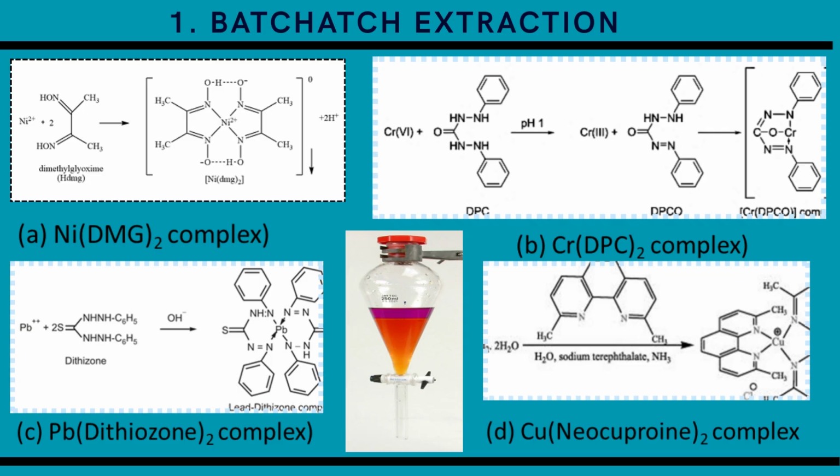And finally, D. The image shows the complex of copper with neocuproine. These complexes can be extracted using organic solvents such as chloroform, hexane, and petroleum ether from aqueous solution, or aqueous solution of soil, or aqueous solution of food samples. Further, these separated, extracted metal ions can be used in visible spectrophotometry or atomic absorption spectrometry.